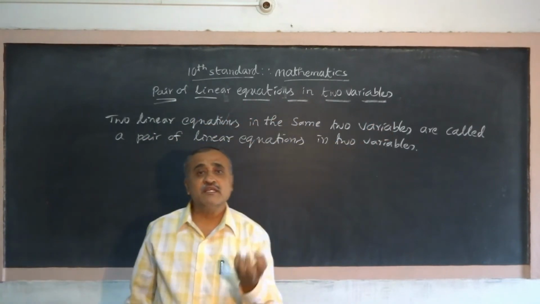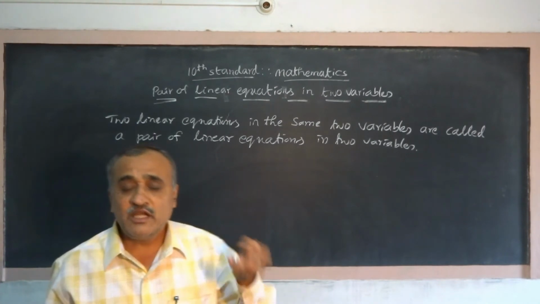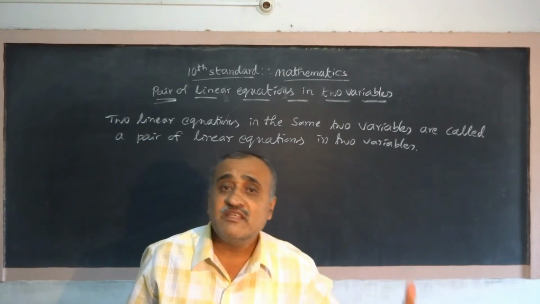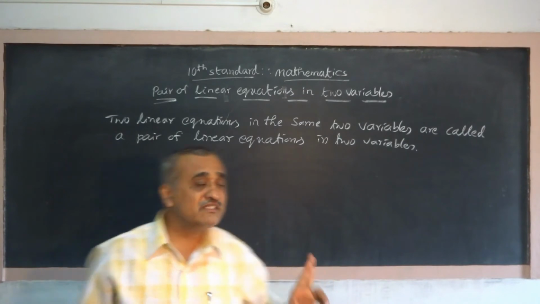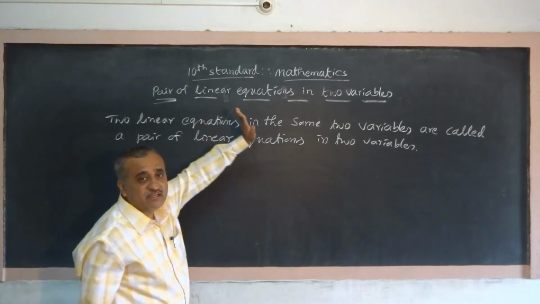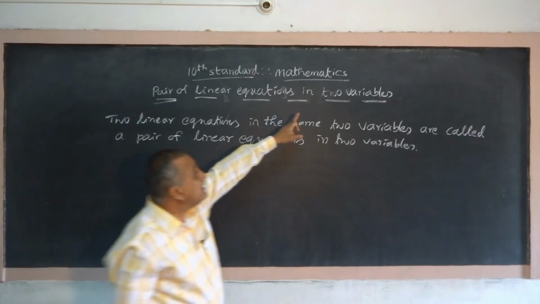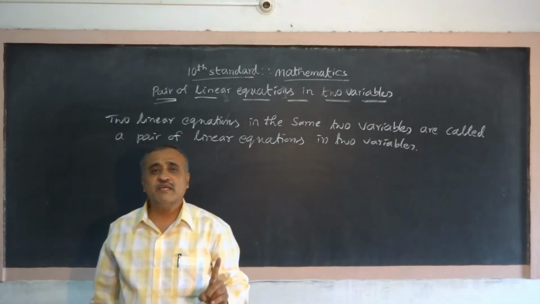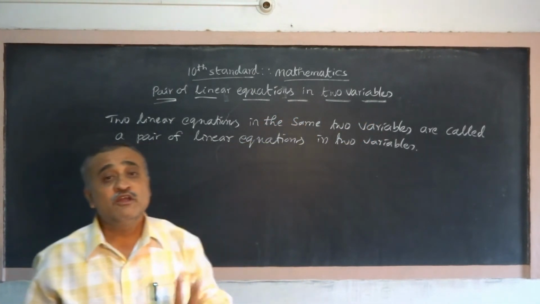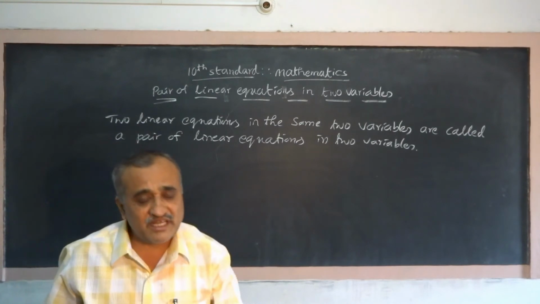Why do we consider a pair? To solve it. To get an exact value for the variables, we are going to consider a pair of linear equations in two variables. A single variable equation can be solved. With two variables, we cannot solve with one equation.